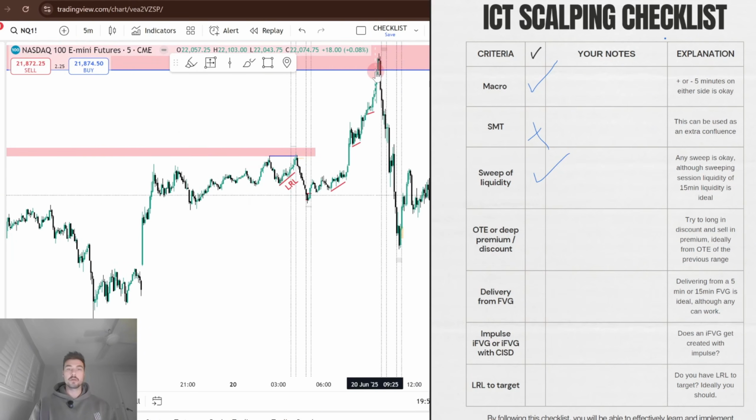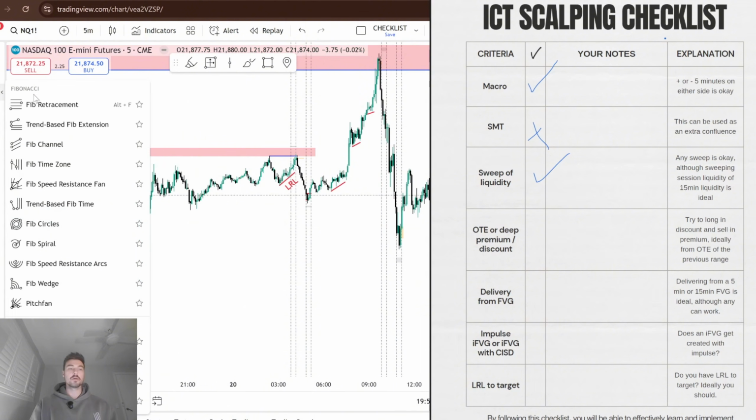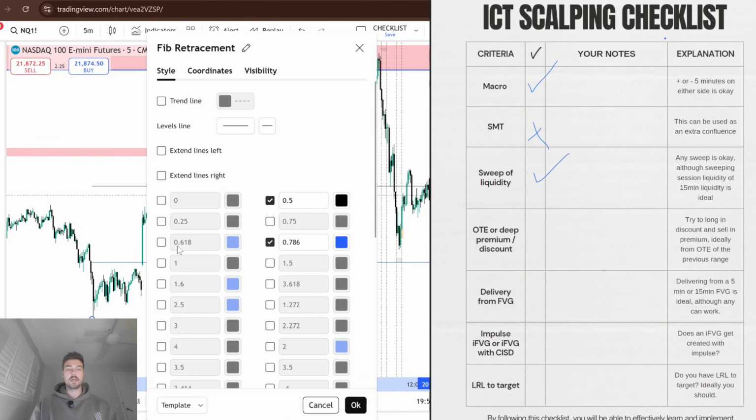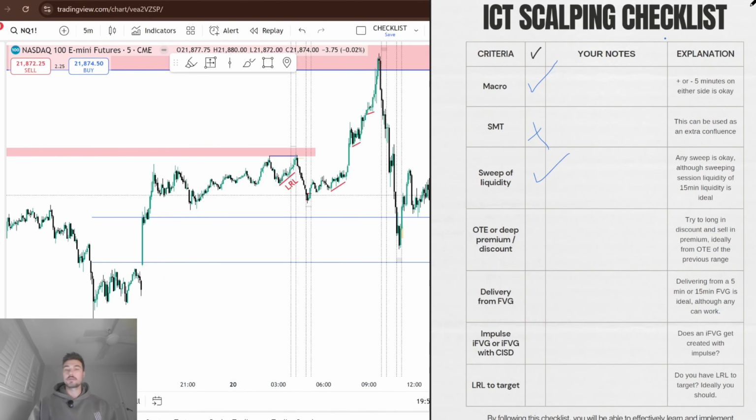Swing low, swing high. By this point, we're in deep discount. We're probably in optimal trade entry. Let me have a look. From swing low to swing high. And then let's mark out the OTE ranges, 1 and 2. Yes. So we're actually in optimal trade entry. Perfect. Beautiful. So we're going to tick that off.